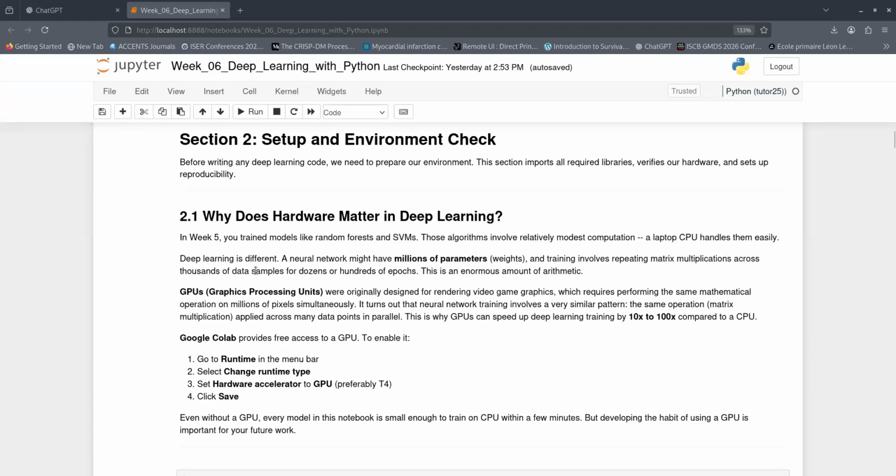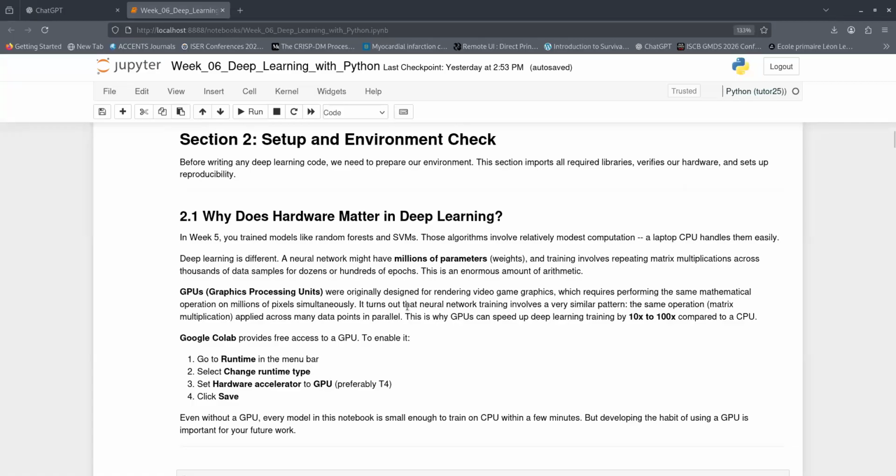For deep learning, it's different, because here we may have millions of parameters, which we also call the weights. Training involves repeated matrix multiplication across thousands of data samples for dozens or hundreds of epochs, or iterations. This is an enormous amount of arithmetic. So that's why, most of the time for deep learning, you need GPUs.